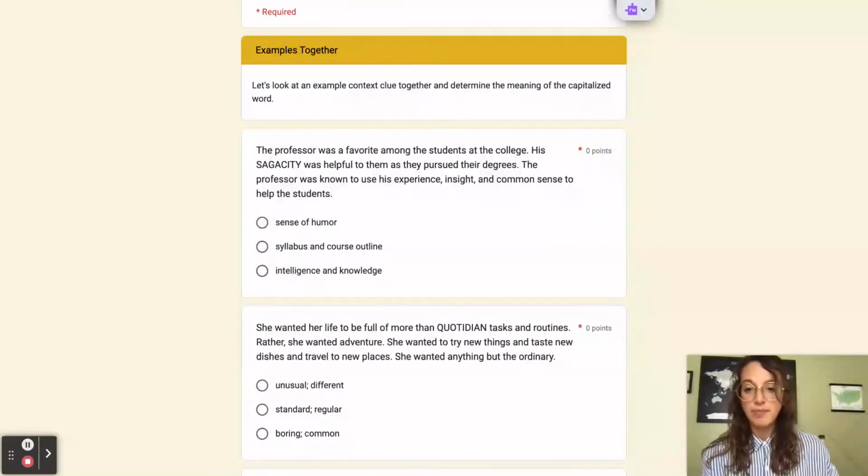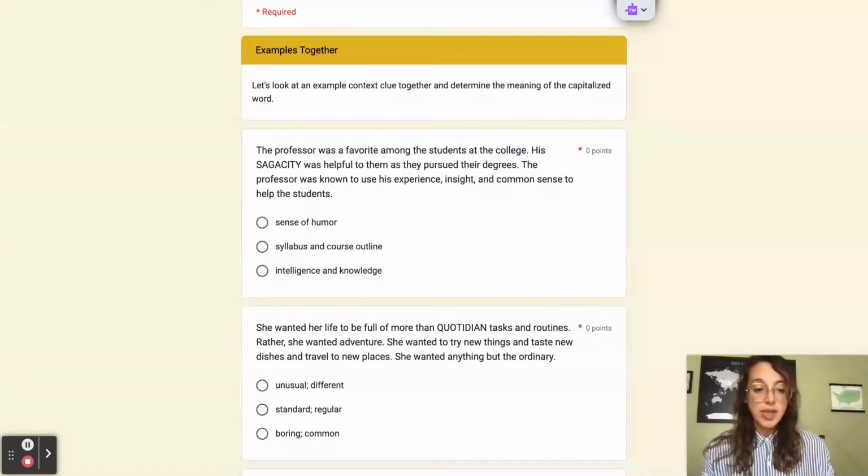Let's see what we've got. The professor was a favorite among the students at the college. His sagacity was helpful to them as they pursued their degrees. The professor was known to use his experience, insight, and common sense to help the students. Did you notice the commas around information that was being listed? I hope so. That clues us into the fact that we have some examples of sagacity.